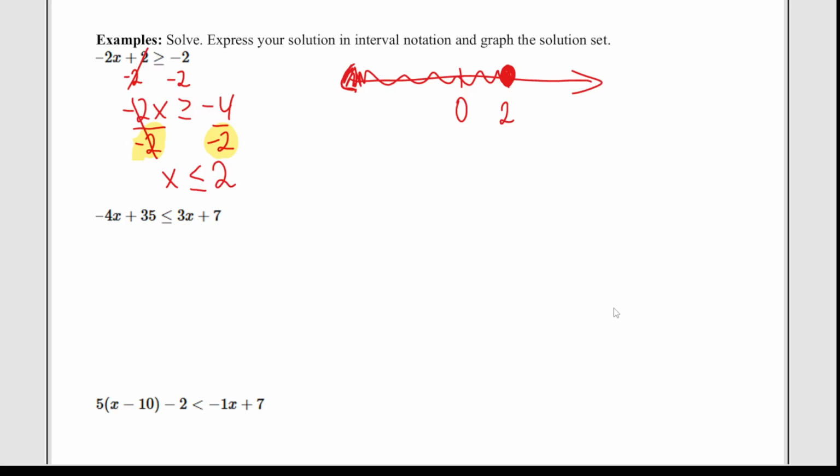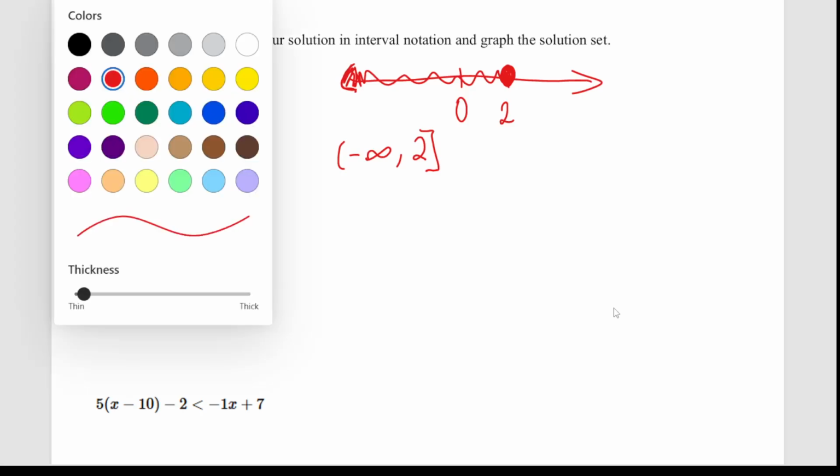So that means that the lower bound here is negative infinity, and we always use a parenthesis on infinity because infinity, positive or negative, can never be reached, philosophically. And then our upper bound is 2 because that is the largest number our x is allowed to equal. And then we'll use a bracket on it because we are including that number, not excluding that number.